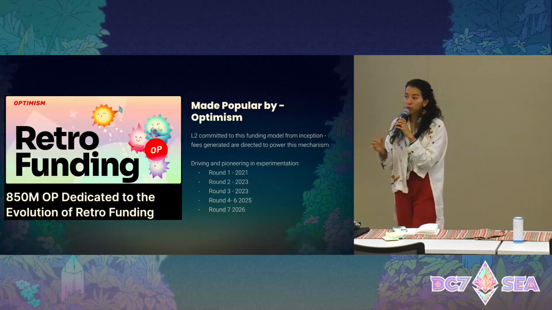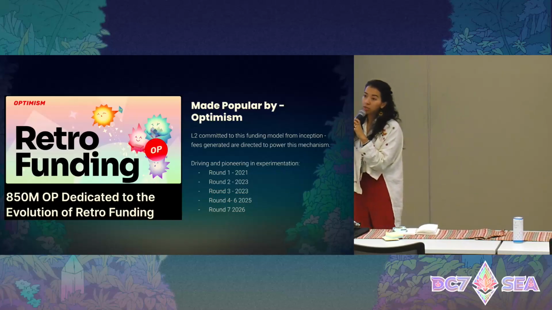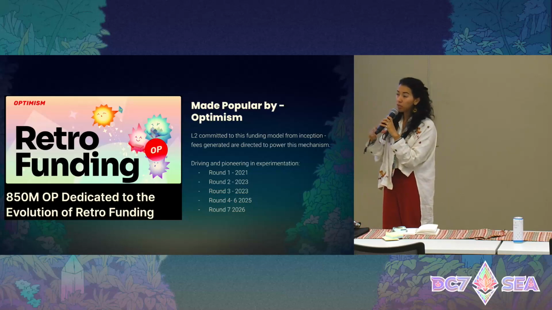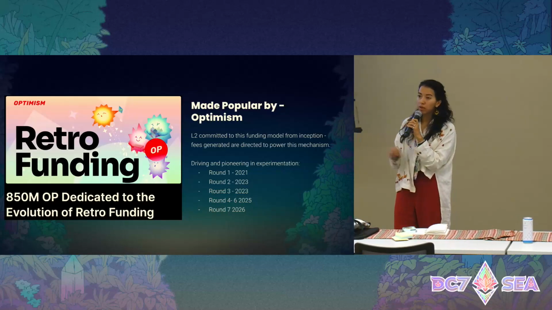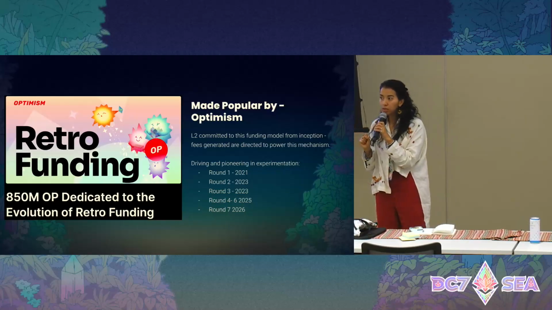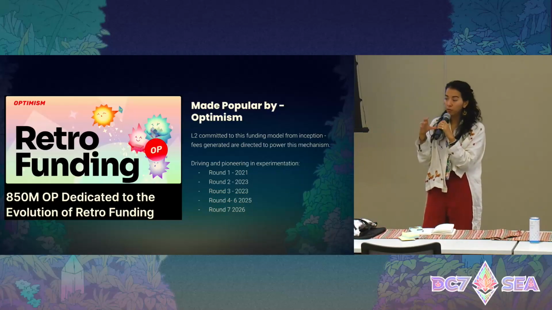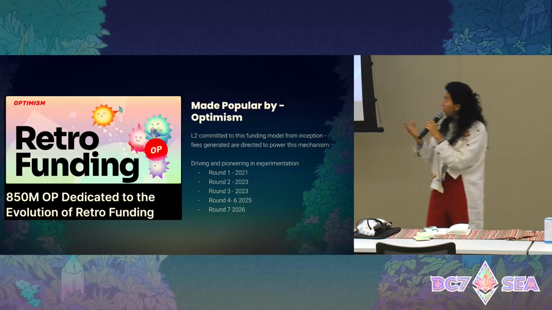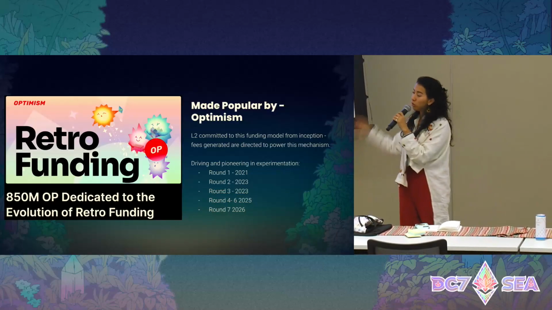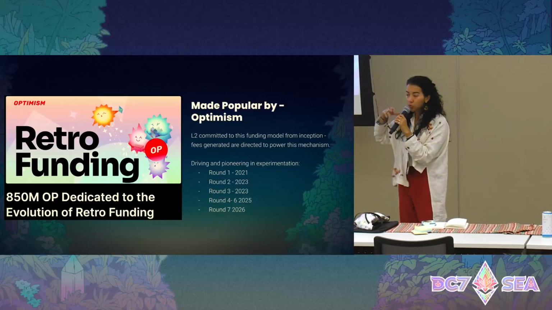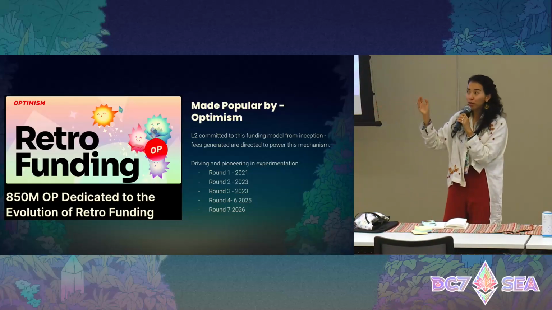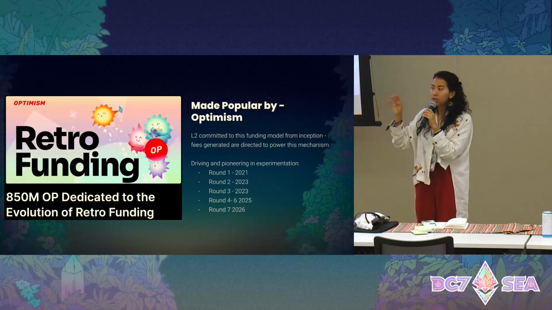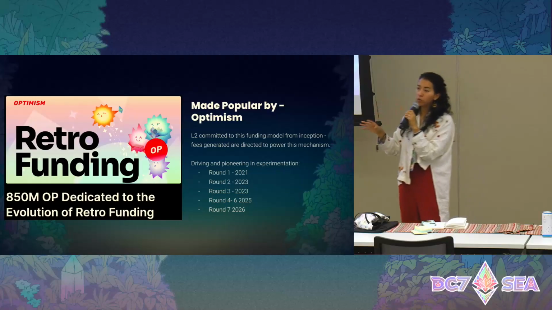They've been also pioneering in the experimentation of this mechanism. So while they started with a small round back in 2021, in which they gave out about 1 million USD and had a small subset of voters, this has continued to grow and evolve throughout the years. Their largest round was in 2023, in which they allocated about 30 million OP through different categories, and they had a set of about 140 voters.